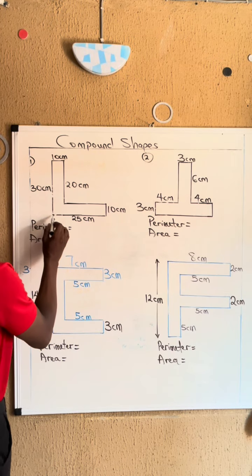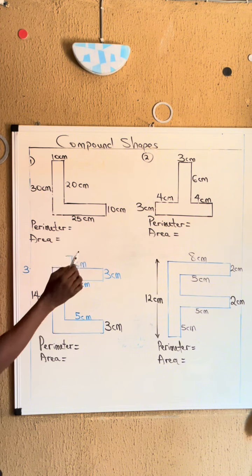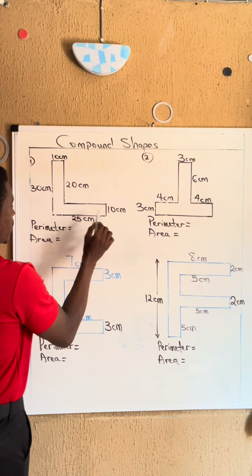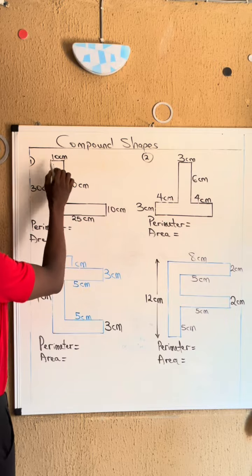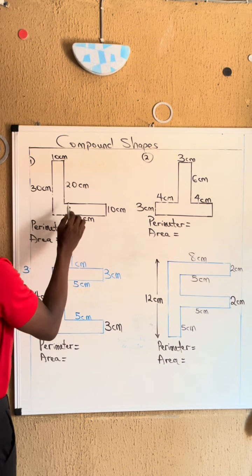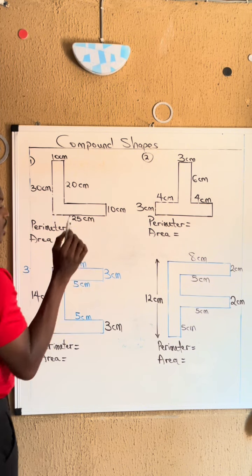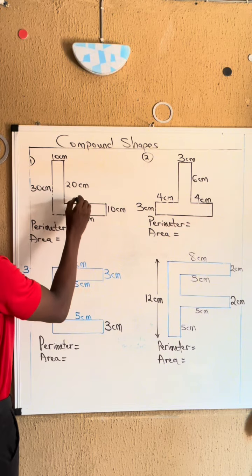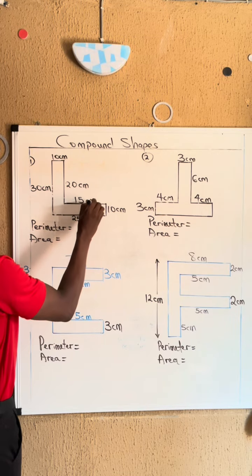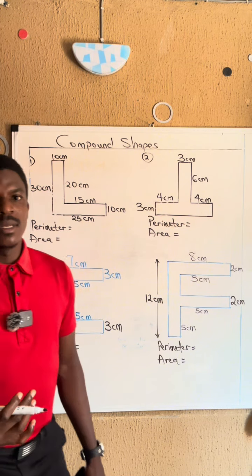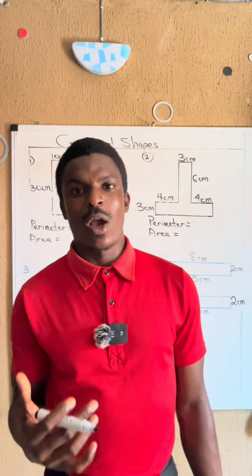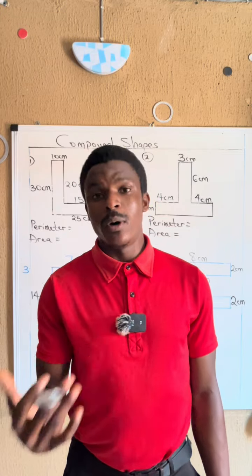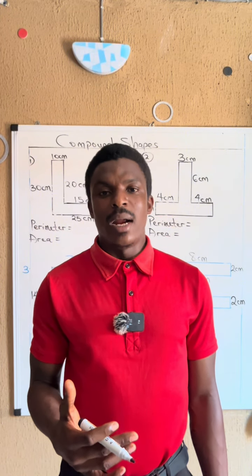Now this is 25 centimeters here, the horizontal line, and this happens to be the longest. Here is 10 centimeters and here is empty. So how do I get this? 25 minus 10, that gives me 15 centimeters. Of course, I cannot find the perimeter of a composite shape when 1 or 2 sides or more sides are missing.